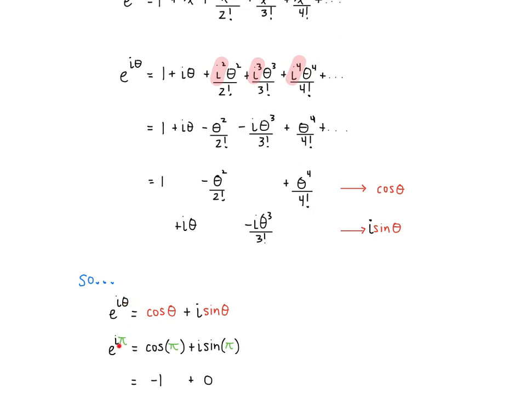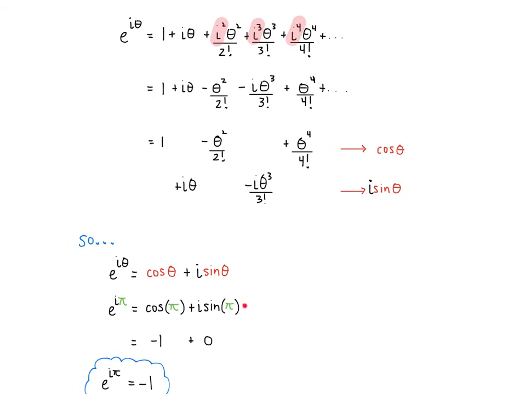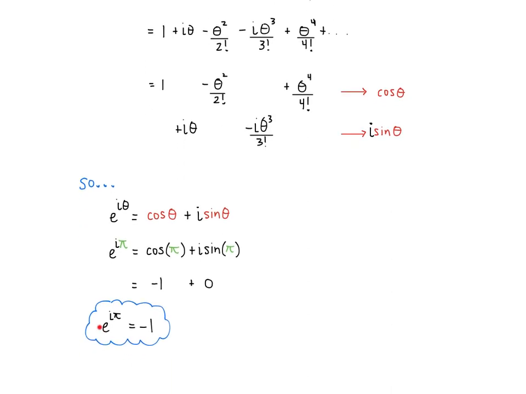Instead of theta, we're evaluating this at pi, right? So cosine of pi is -1, and sine of pi is 0. So we really get -1 plus 0. So what does that mean? It means e to the i pi is actually -1. Who would have thought? Anyways, if you have any questions, let me know.